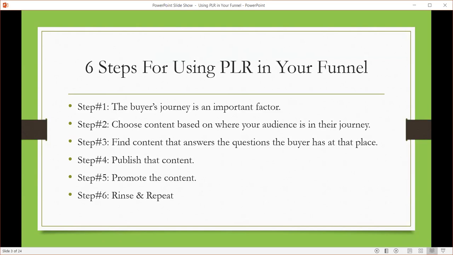And that requires you to do a little bit of research into your audience and to understand that whole buyer's journey. The second step that we're going to go over is choosing the content based on where the audience is in the journey. And then we're going to find that content. And this is a really important thing with PLR. You want to use all the PLR that you buy, right? So you need to know why you're going to use it, and then you go look for it.